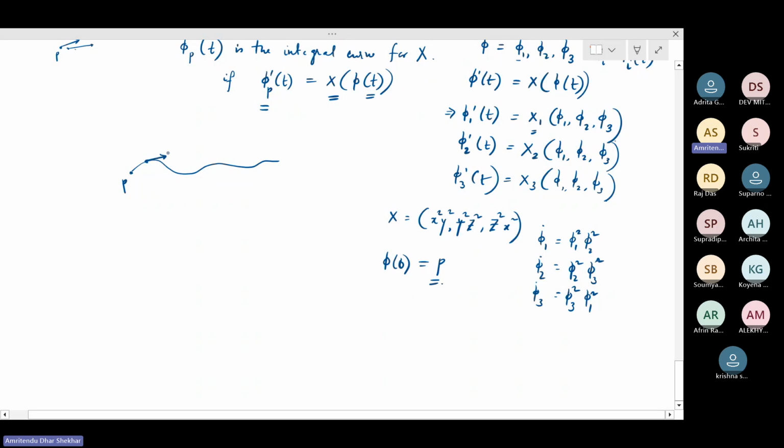So if you call this curve phi, then the tangent vector to this curve, which is phi dash of t at this particular point, is basically equal to the vector field at this point. Okay, so this is the definition of an integral curve. And I'm just going to state a few facts.